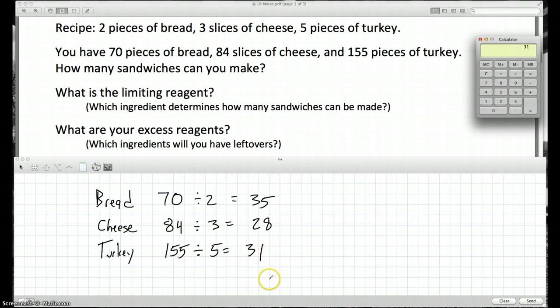The thing is, to make a complete sandwich, we need all 3 of them. So 28 is actually the number of sandwiches that we can make, because once we run out of cheese, we can't make turkey and cheese sandwiches anymore. So that's how many sandwiches we can make. The limiting reagent, or the thing we're going to run out of first, is the cheese. The excess reagents are the other things. We're going to have extra bread. We're going to have extra turkey. So those are our excess reagents.